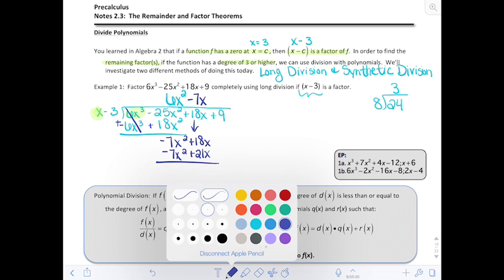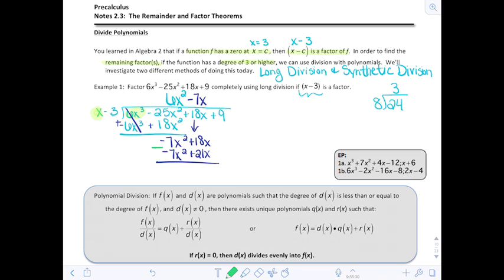Now again, I am subtracting those. So I'm going to change this to addition of the opposite of each term. Negative 7x squared plus 7x squared cancels, and 18x minus 21x is negative 3x, and now I'm going to bring down the 9. And I repeat this one more time.